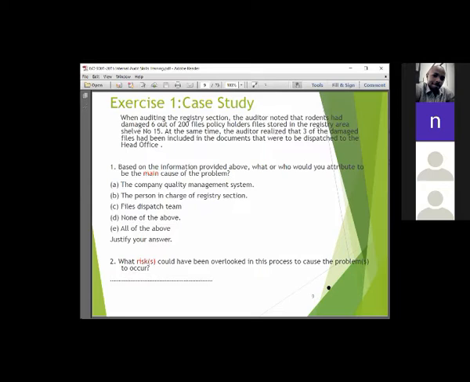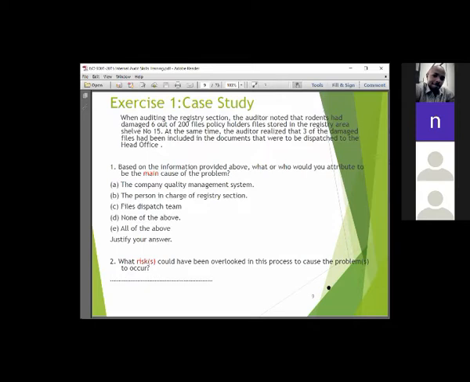Based on the information provided above, what or who would you attribute to be the main cause of the problem? And you have choices there. Let me remove this. I'm only alone here at the boardroom. So A, the company quality management system; B, the person in charge of the registry section; C, the files dispatch team; D, none of the above, no one to attribute the cause to; or E, all of the above. But you need to justify your answer before you go to question 2.